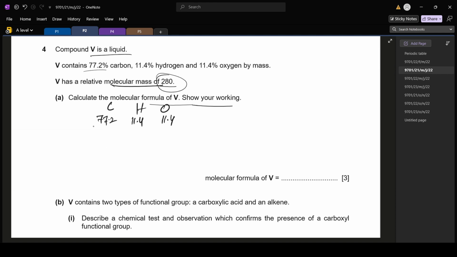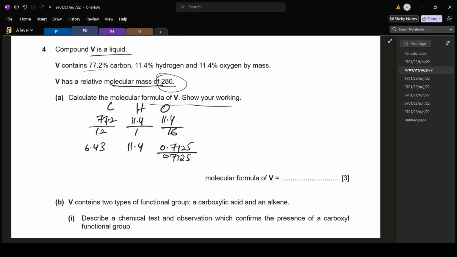So we will firstly divide these percentages by their atomic masses. Carbon has an atomic mass of 12, hydrogen has 1, oxygen has 16. So this will give us 11.4, 0.712 and 6.43. Okay. Now we will divide these all by the number which is smallest.